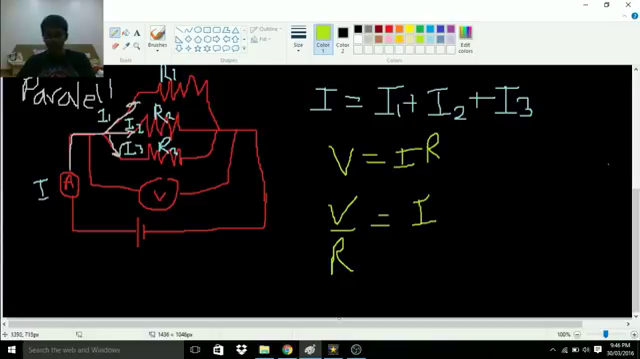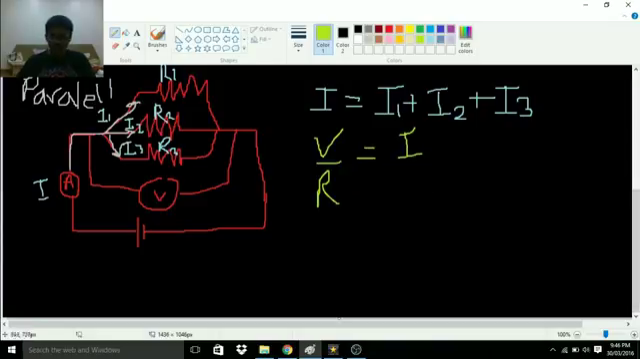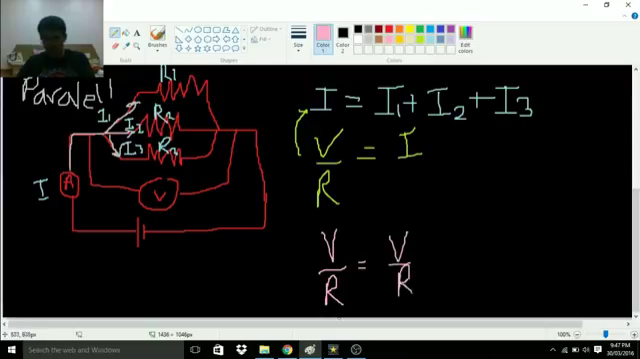Now what can we infer from this? We can plug this value in here. So what happens now? Let's pick a different color. I is equal to V by R. The total current is equal to the total potential difference upon the total resistance. This is going to be equal to V by R1.